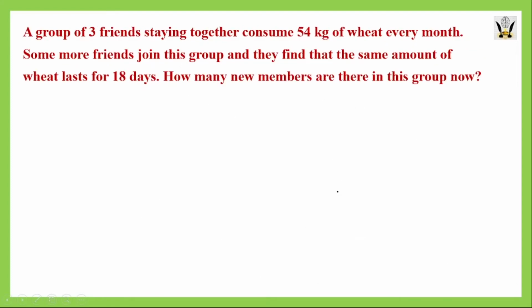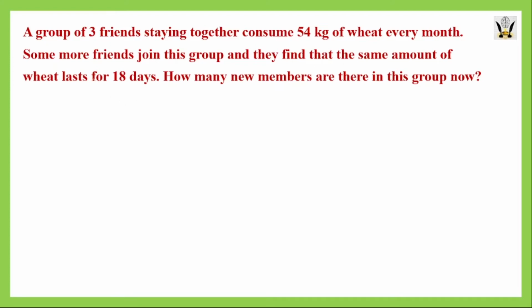Now the next problem says that a group of 3 friends staying together consume 54 kg of wheat every month. Fine. So from the first line, we can see that we have 3 friends, meaning the number of friends or number of men, that is one quantity. Here they are consuming 54 kg of wheat, that is another quantity, and every month they are consuming. Every month means again the time, so it is 30 days on an average. So that could be another quantity or parameter.